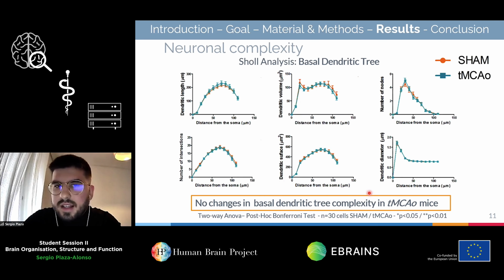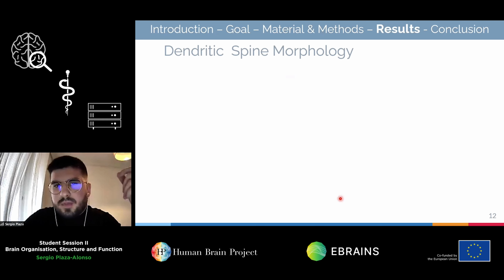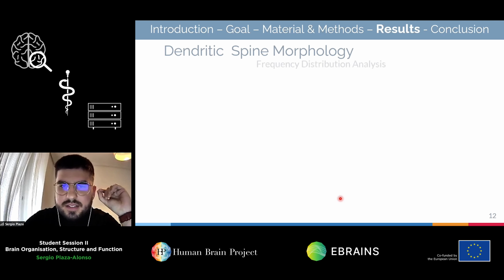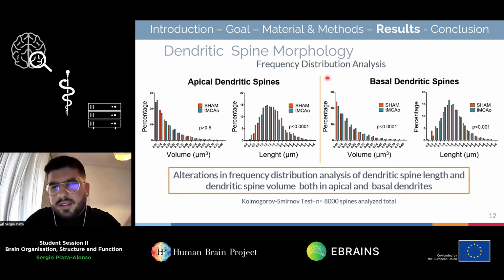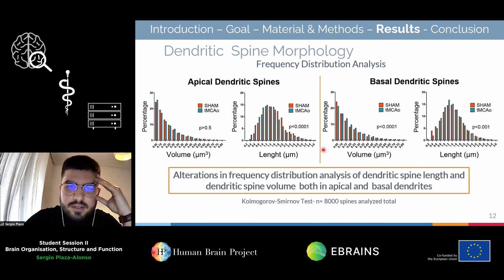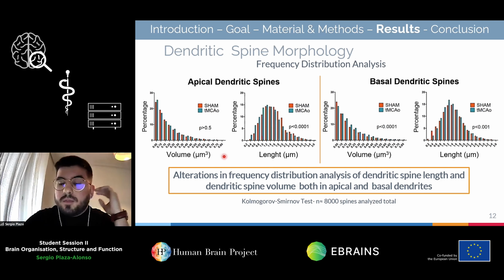So to further analyze this, we took a look at dendritic spine morphology. We measured dendritic spine volume and length through different kinds of studies, only finding significant changes in the frequency distribution analysis, both for apical and basal dendritic spines. All these alterations, although they are subtle, are quite robust, as you can see from the p-values extracted from these graphs, except for the apical dendritic spine volume.